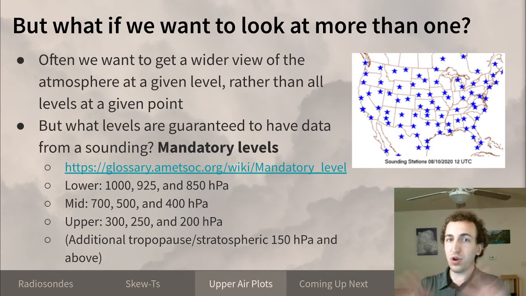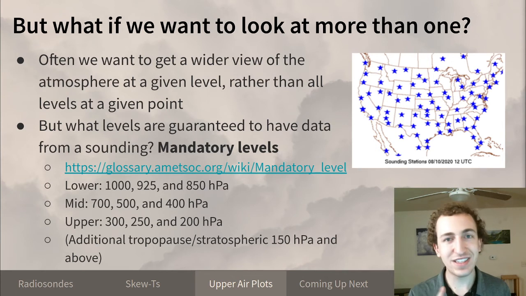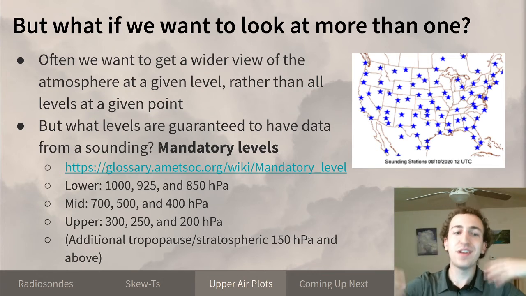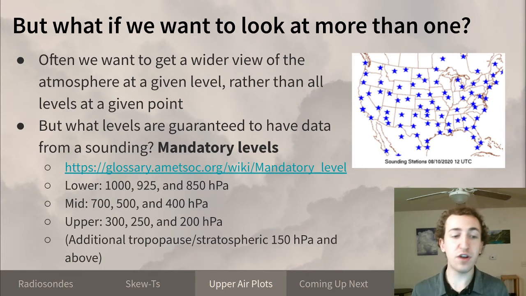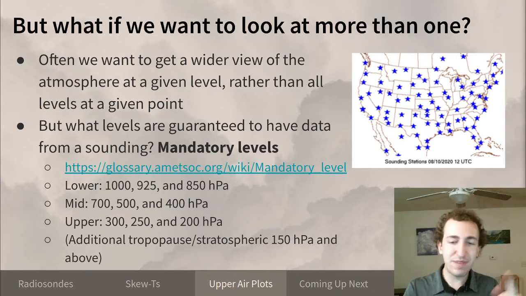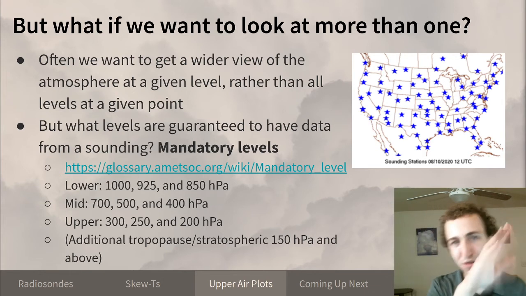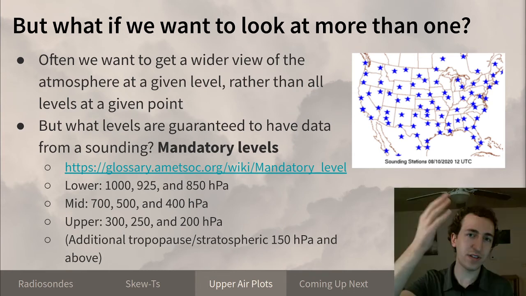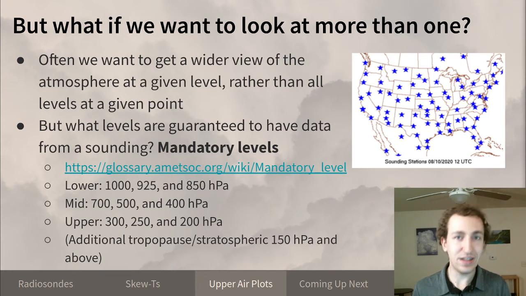So those are all fine and good if you want to look at a single station's data. But what if instead of looking at all the levels for a single station, we want to look at all the stations for a single level? So that's where these upper air plots come in. Now, if you noticed from the very beginning, there's a lot of weird decimal points in all those pressure levels. So how do we know that as the radiosondes go up, sampling, we're going to get consistent levels out of all of these different vertical profiles, say, across the US?